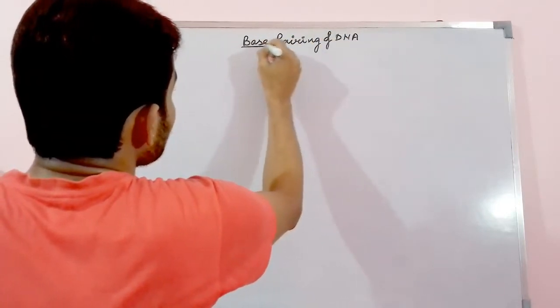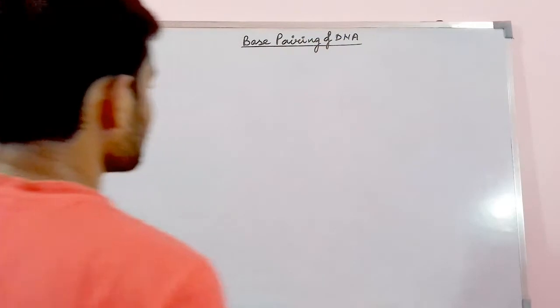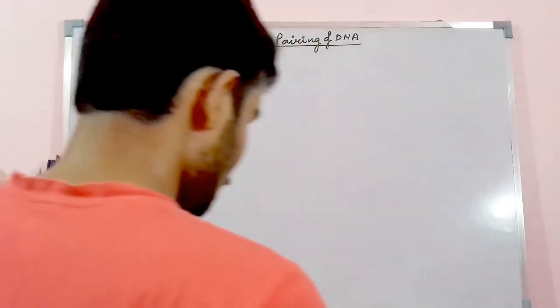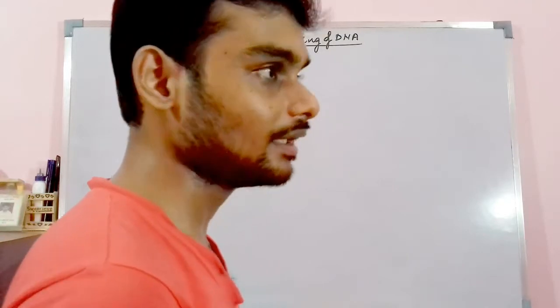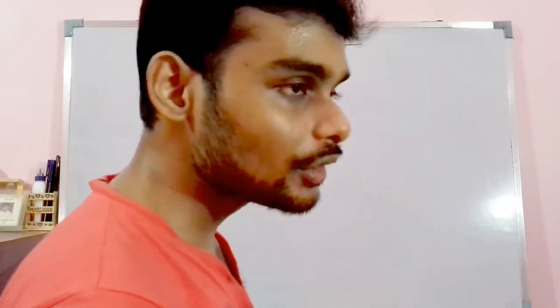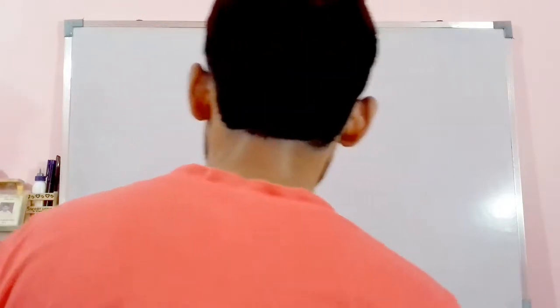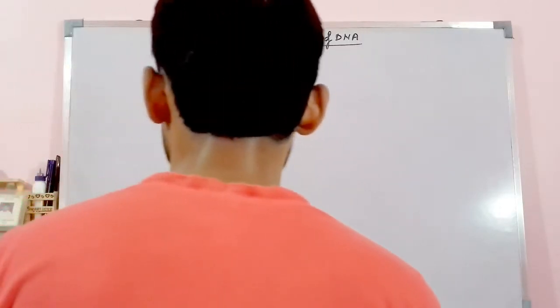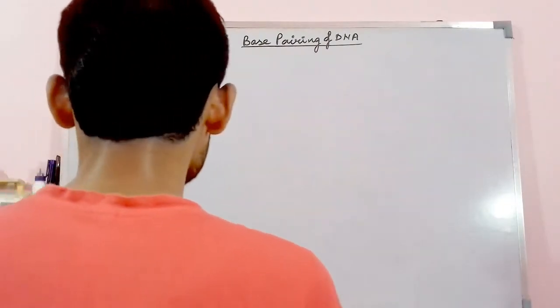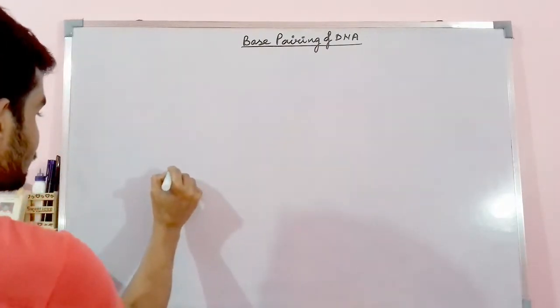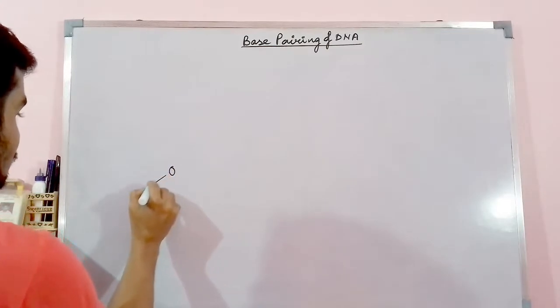This is the topic of discussion. Now, before going into the detailed explanation of how the base pairing is happening, let me draw the diagram of the nucleoside as well as the nucleotide firstly. So we have the nucleoside. First, let me draw the ribose sugar.